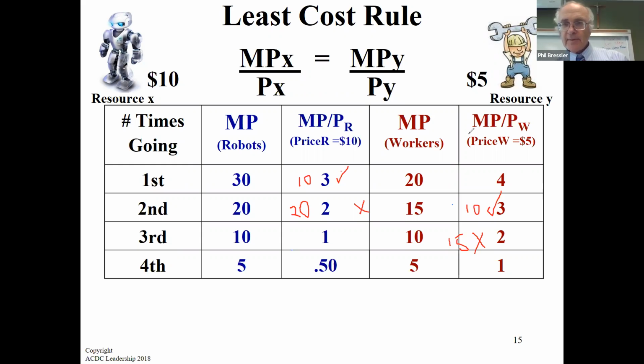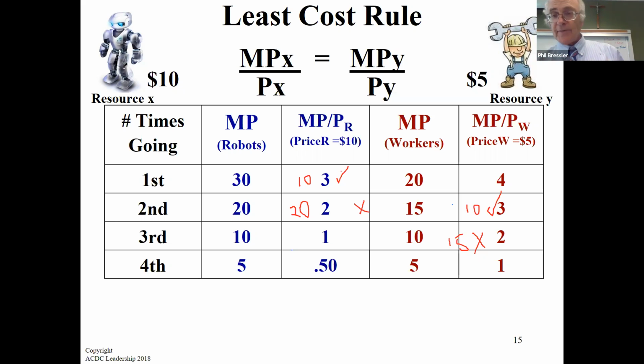Hold it. Let me just get this off the top. You see where MP over P equals M. So they got to equal each other, right? So I looked at where 3 equals 3. But there I'm spending $10 on robots and only $10 on workers. How did I get the 10? 1 robot times $10 and 2 workers times 5. So I'm only spending $20.